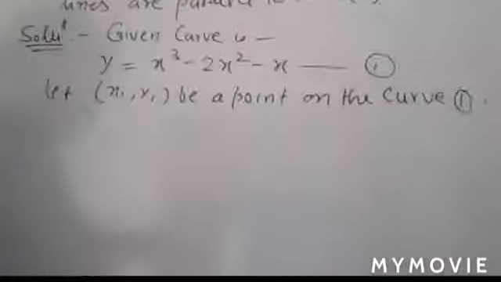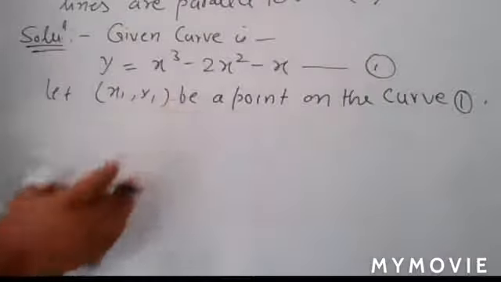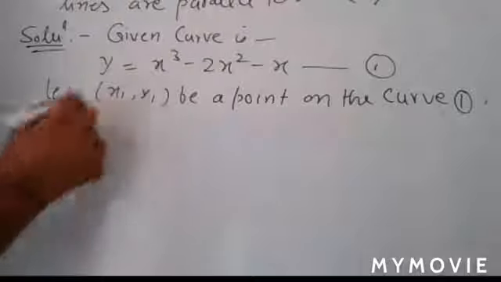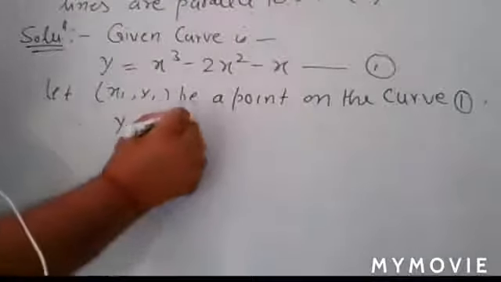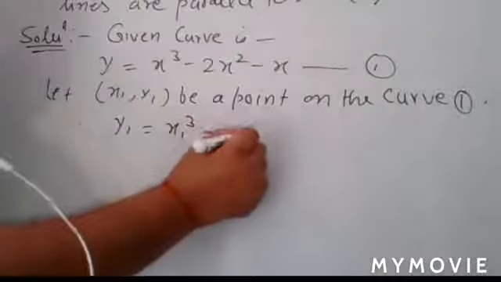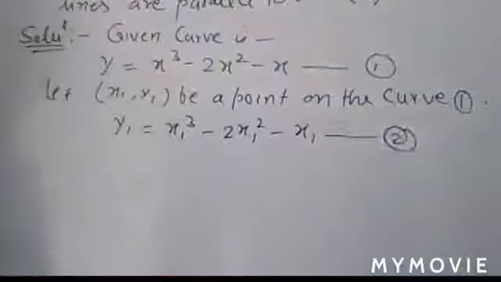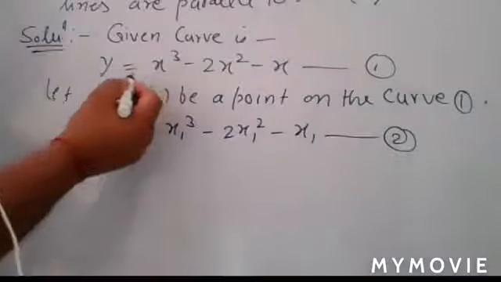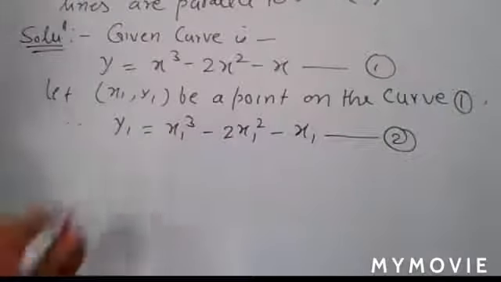Now what you do? If you assume x1, y1 is a point on the curve, then it satisfies the equation. So you have y1 is equal to x1 cube minus 2x1 square minus x1, and that is your second equation. In this way, you have your equation in terms of x1 and y1. Now you have the first equation, and you try to find its derivative.